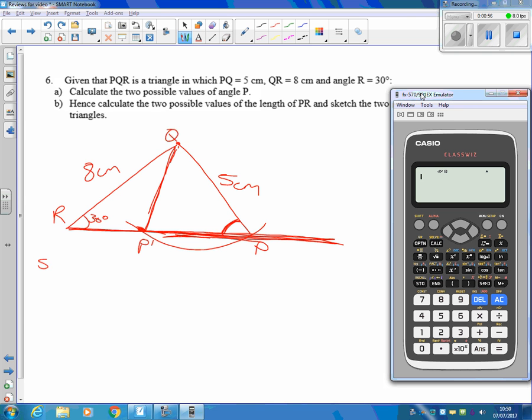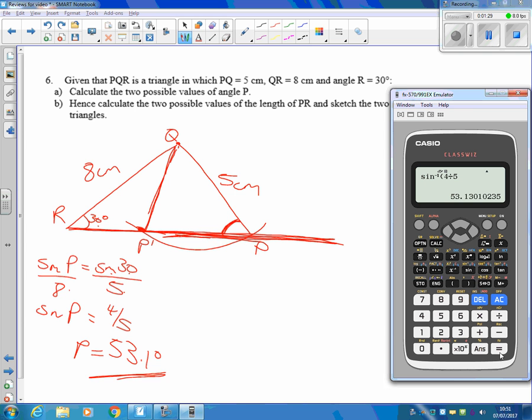And it's going to be a sine rule, that the sine of P over opposite side 8 equals the sine of 30 over the opposite side of 5. And so the sine of P equals, just tap that in the calculator, sine of 30 is a half, divided by 5, times by 8. That makes it 4/5. So the angle that we've got there is the inverse sine of 4/5, which is 53.1 degrees. So that's the angle there, 53.1 degrees.